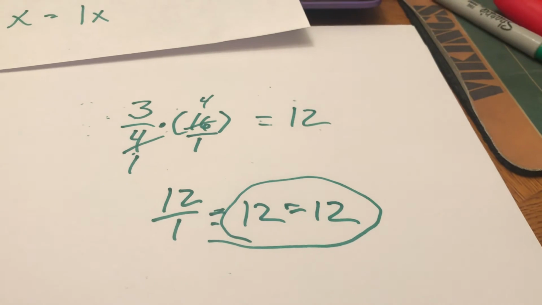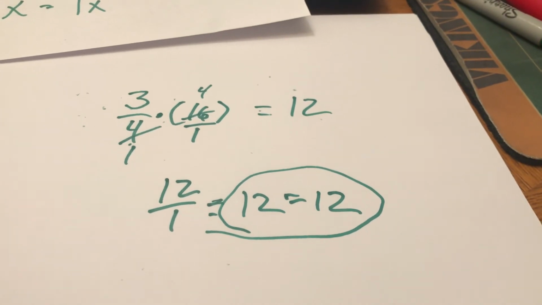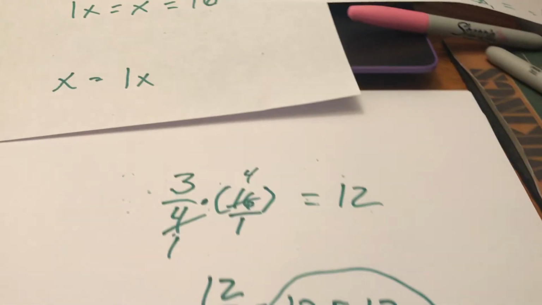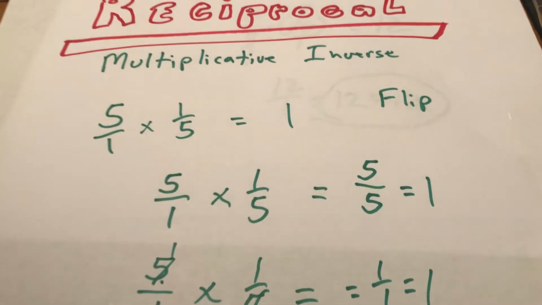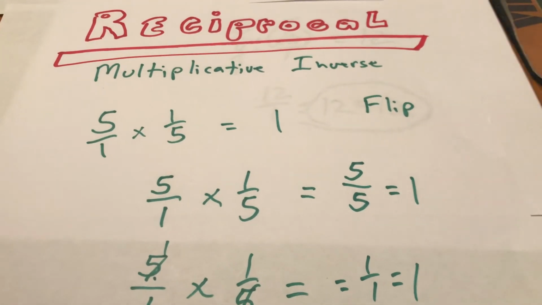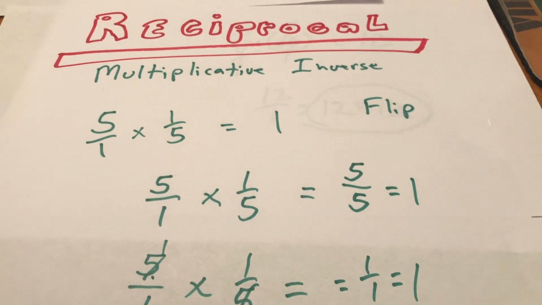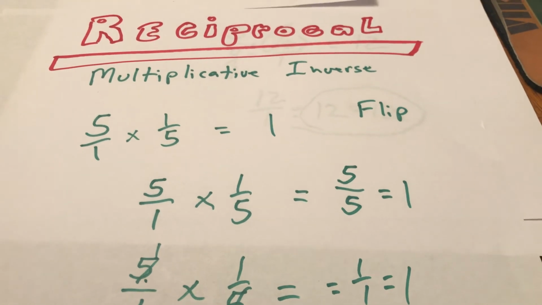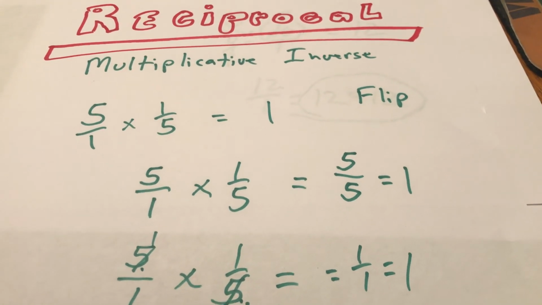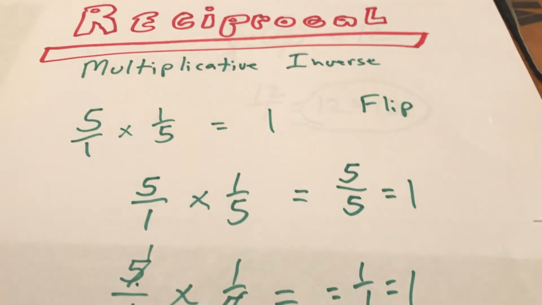So this is just a review. There are always a bunch of YouTube videos on reciprocal, or again, the fancy word is multiplicative inverse. And to recap again, that's simply taking a fraction and flipping it. And when you have that, the original number and the reciprocal, when you multiply them, your value will equal 1.